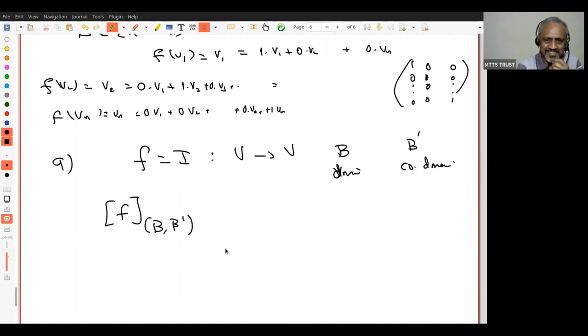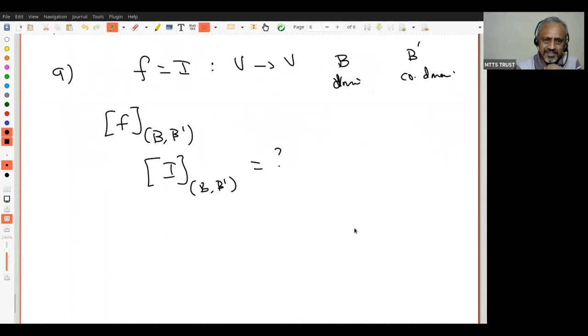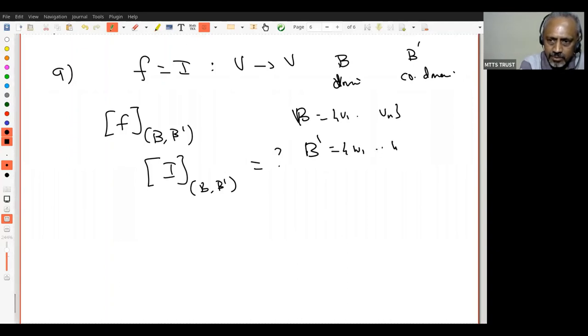You'll be very surprised. So this is the identity map for B and B dash, equal to what? Okay, that is very, very interesting. Let us look at this. Let B equal to v1 to vn, B dash equal to w1 to wn. Then I ought to look at what is the first column of this. You look at f of v1 and write it as a linear combination of B dash, and the coefficients form the first column, right?